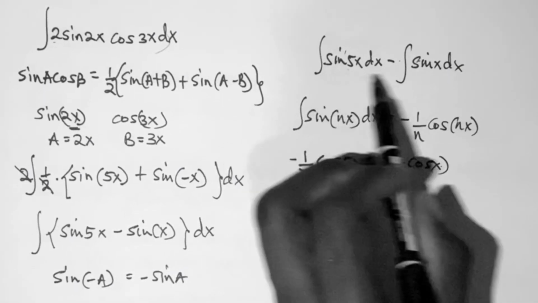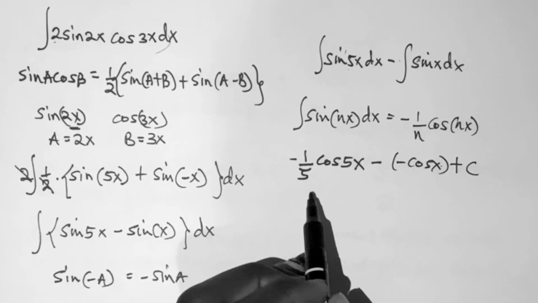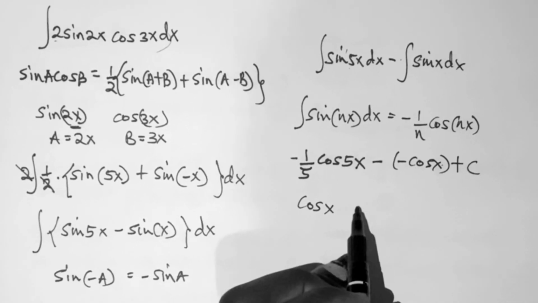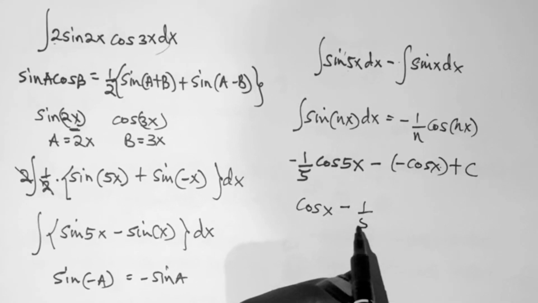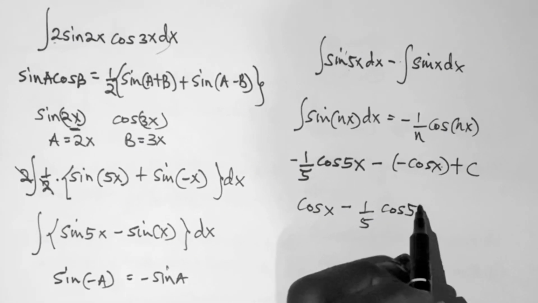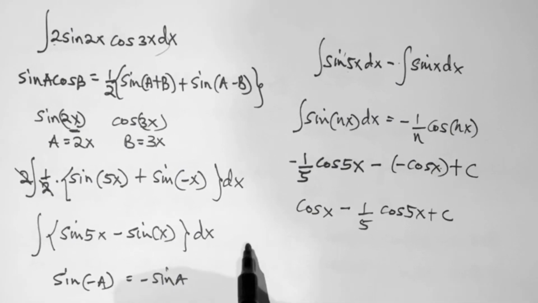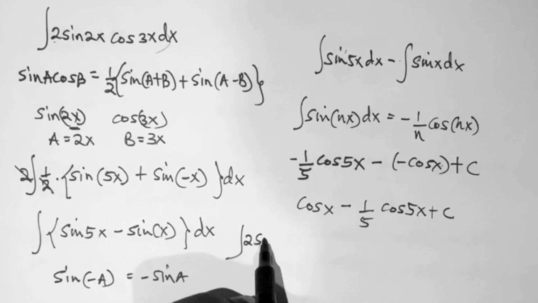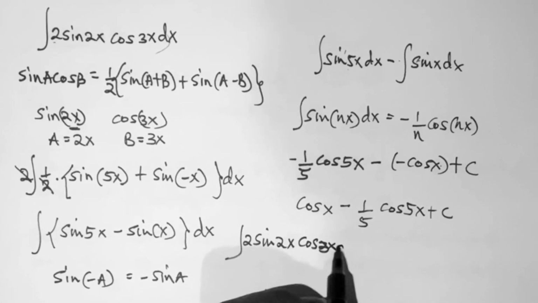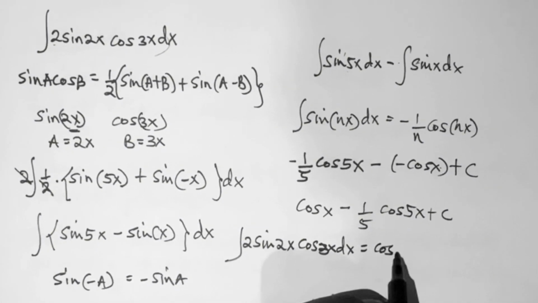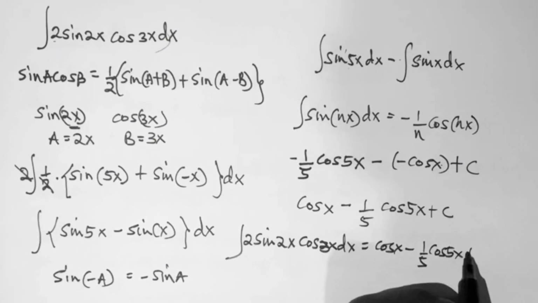Then because these are indefinite integrals, we need to add a constant of integration. Therefore, this becomes cos x, because this is minus minus, so it becomes plus. So cos x minus 1 over 5 cos 5x plus c. So therefore, integral of 2 sine 2x cos 3x dx is equal to cos x minus 1 over 5 cos 5x plus c.